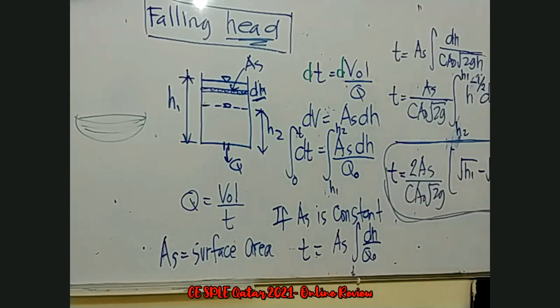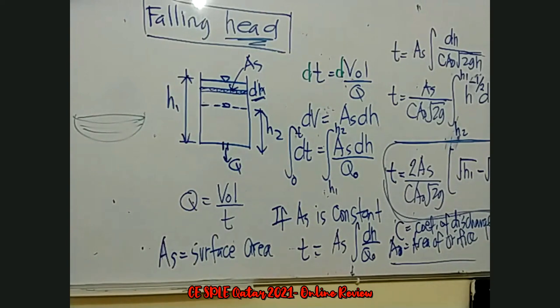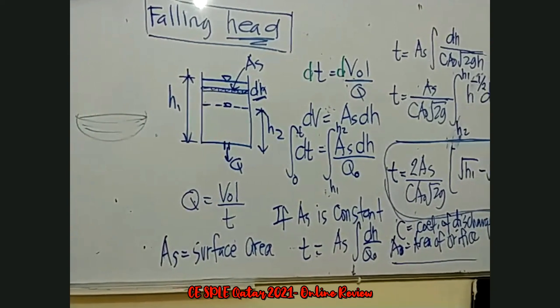Time is twice AS over C, area of orifice, square root of 2g. C is coefficient of discharge, and AO is area of orifice. So ganun lang, direct substitution.